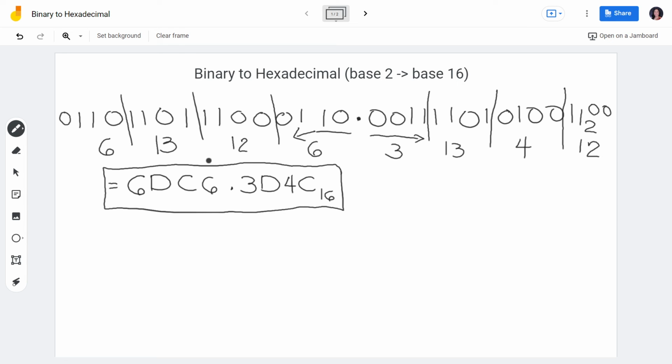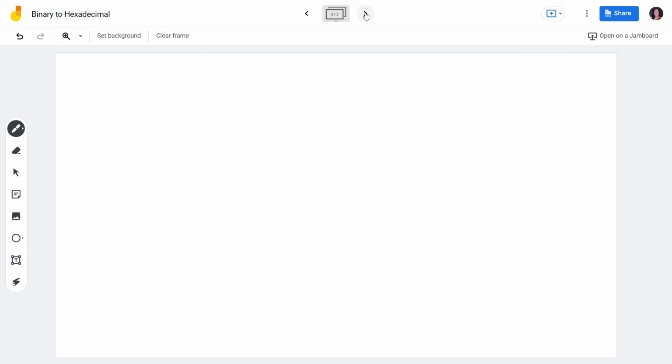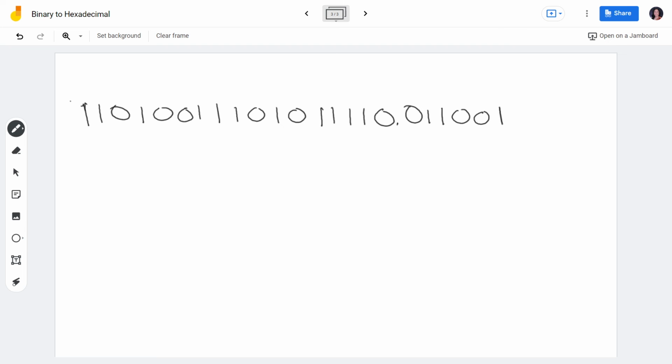So to further reinforce our learning in converting binary to hexadecimal, I will provide another example. Okay, so another example. So we have 1, 1, 0, 1, 0, 0, 1, 1, 1, 0, 1, 0, 1, 1, 1, 1, 0, point 0, 1, 1, 0, 0, 1, 0, 1, 0, 1, 0, 0, 1. Okay. So again, the rule for binary to hexa is to group it into 4.